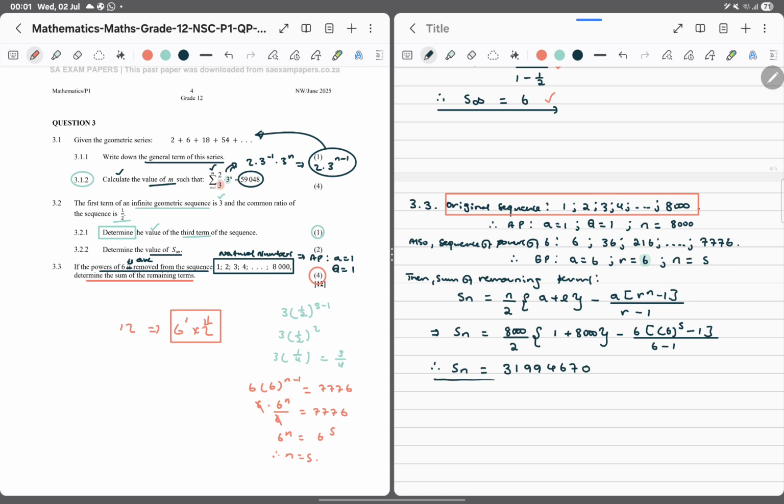31,994,670. Big numbers. Now, how do you read this number? We know that the last 3 digits are the hundreds. And then the next 3 digits are the thousands. And the first however many, these ones are the millions. So this is 31,994,670. Nice and easy.